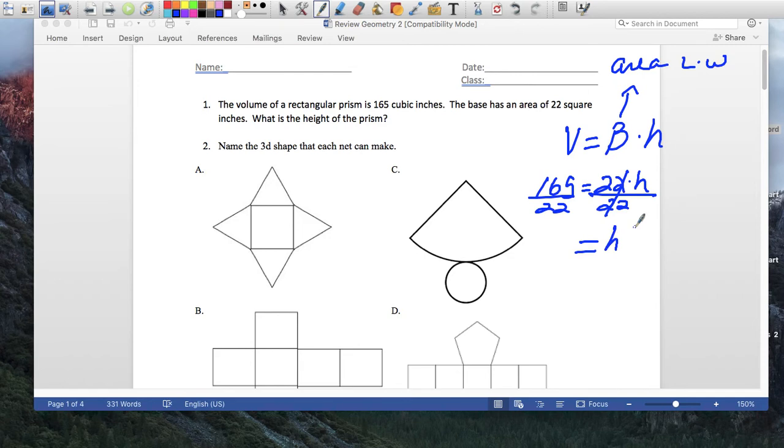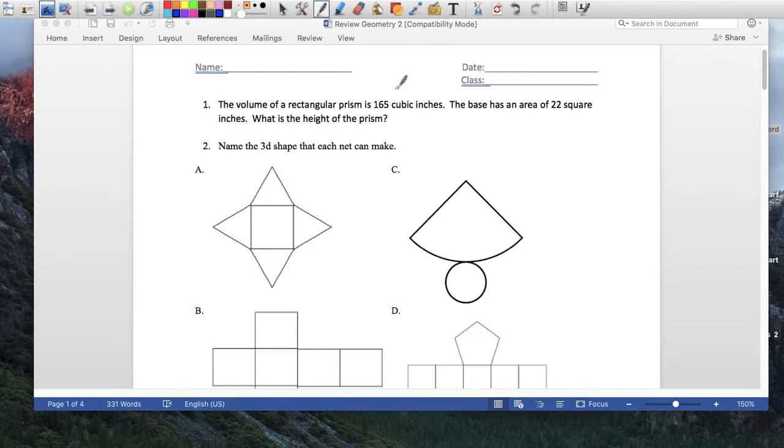And 165 divided by 22 equals 7.5. So the height of this is 7.5 inches. That's question 1.